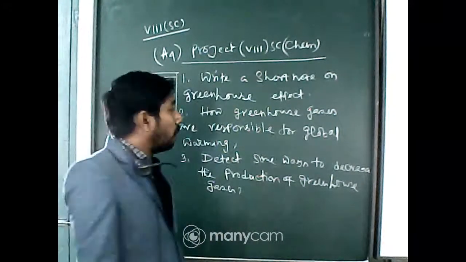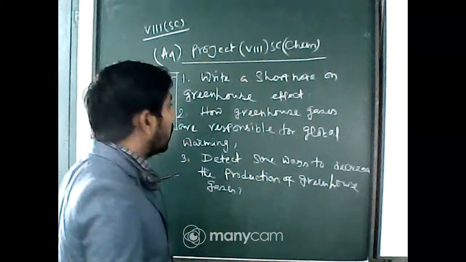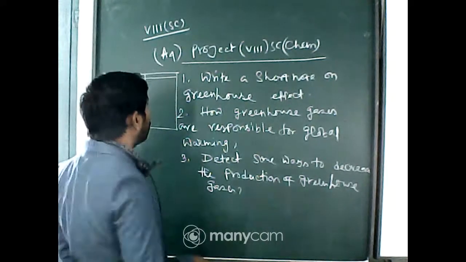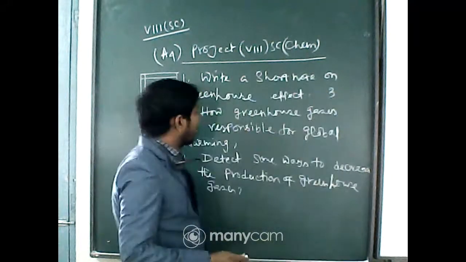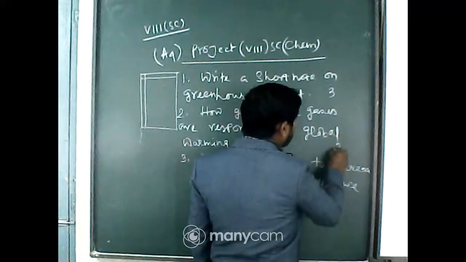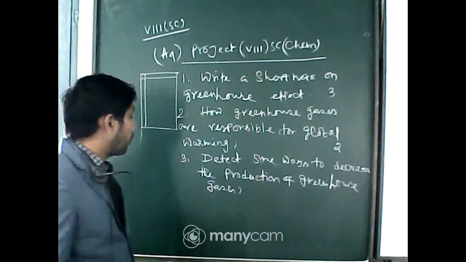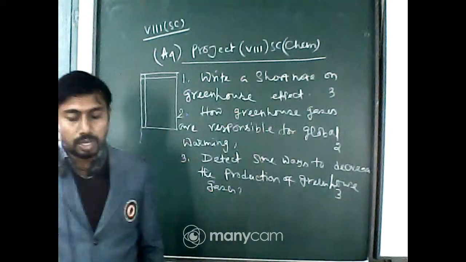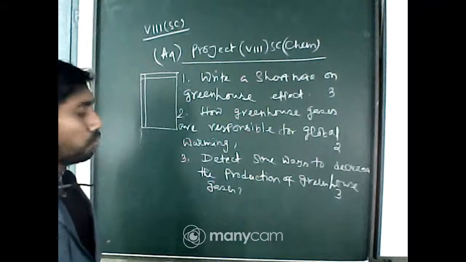Now, what is the word limit? I am giving you one guess. This is not the marks of the question. Write a short note on greenhouse effect: this is generally 3 marks. How greenhouse gases are responsible for global warming: that is 2 marks. Detect some ways to decrease the production of greenhouse gases: it is just like 3 marks. Regarding those marks, you will elongate the answers.